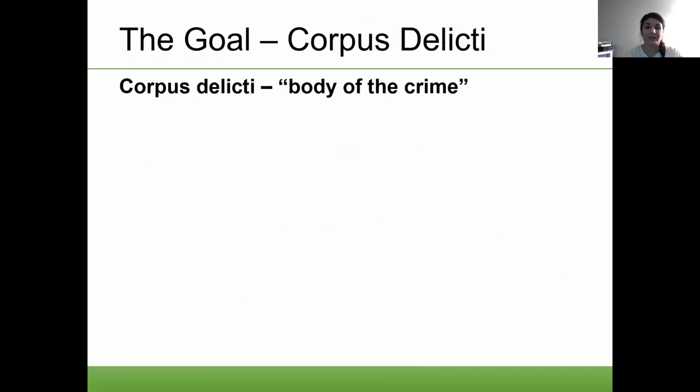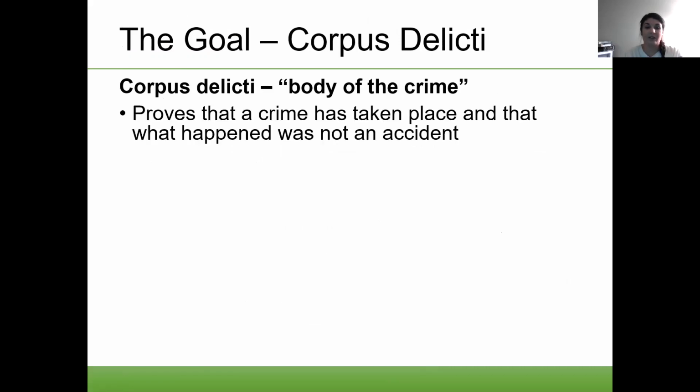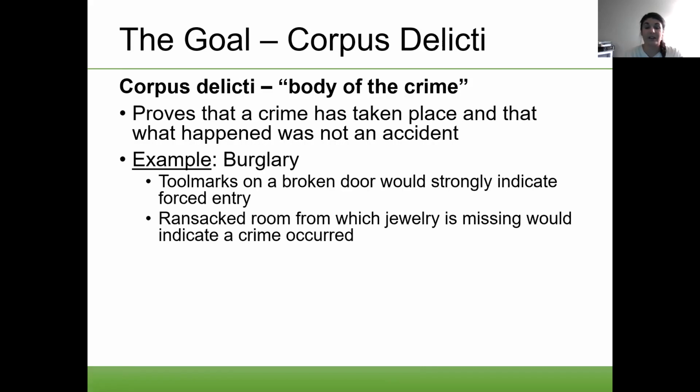So corpus delicti means body of the crime. This evidence proves that a crime has taken place and that what happened at the scene was not an accident. It was actually an intentional crime. For example, burglary, tool marks on a broken door would strongly indicate that there is forced entry. A ransacked room from which jewelry is missing would indicate that a crime had occurred as well.